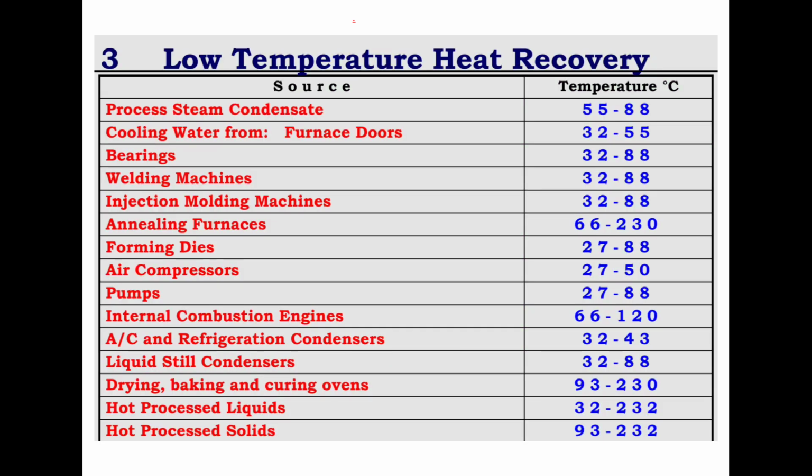The low temperature heat recovery will depend on the sources. Process steam condensate temperature 55 to 88 degrees Celsius. Cooling water from furnace door 32 to 55. Bearing 32 to 88. Welding machine 32 to 88. Injection molding machine is similar to the welding machine. Annealing furnace 66 to 230 degrees Celsius. Air compressor 27 to 88. Also the forming dies are similar, with 27 to 88 heat recovery range.